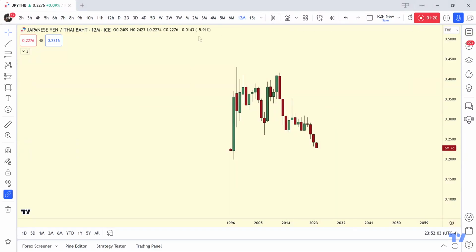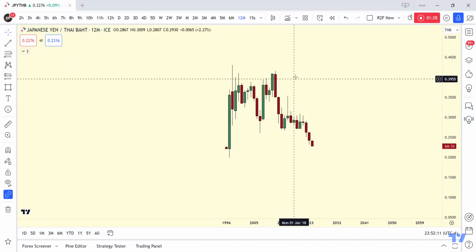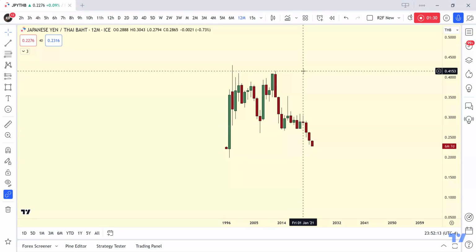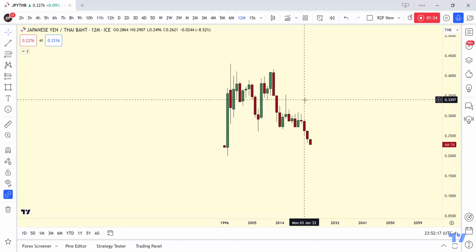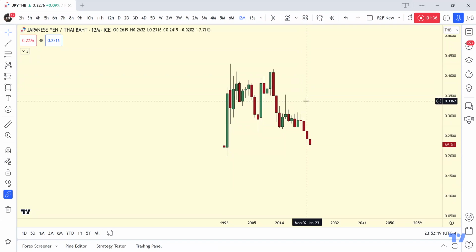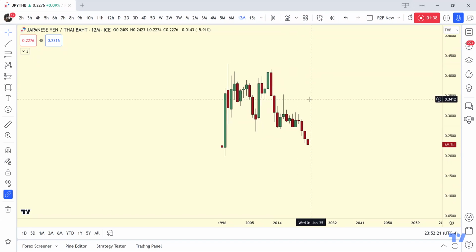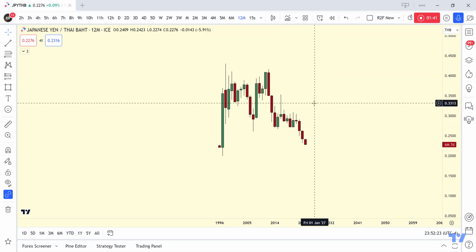So I'm gonna go and try the yen against the Thai baht because I live in Thailand and just trying a different pair. And I have a friend who's Thai who lives in Japan, and she's always complaining about the dropping value of the Japanese yen against the baht and pretty much against everything. So I thought we'd try it.